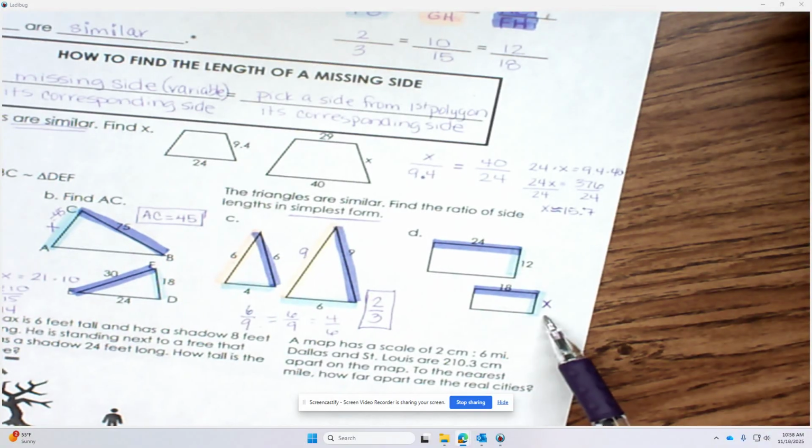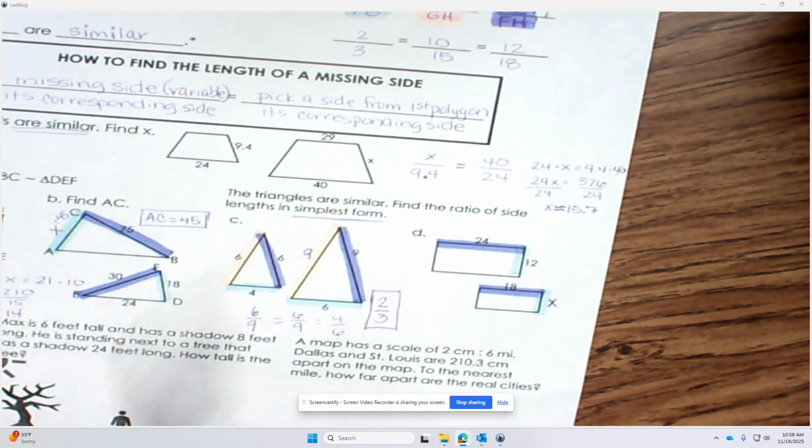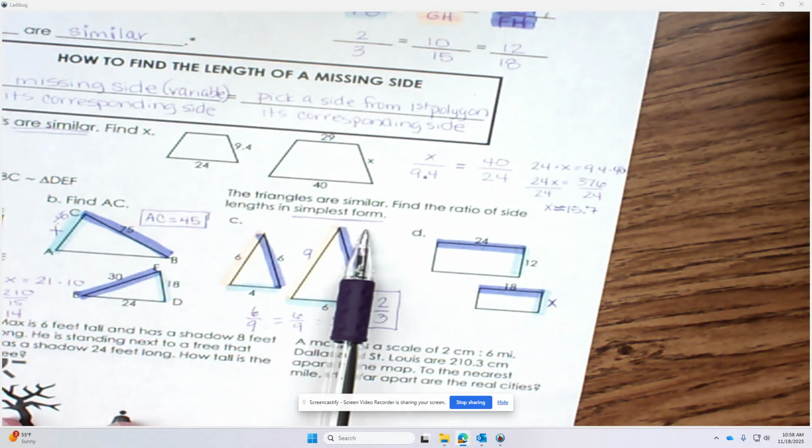I would fall into that category when I was younger. I would have solved for this missing side. But let's look back at the question. It said the triangles are similar. We already know they're similar. I don't have to prove it. It says find the ratio of the side lengths in simplest form.